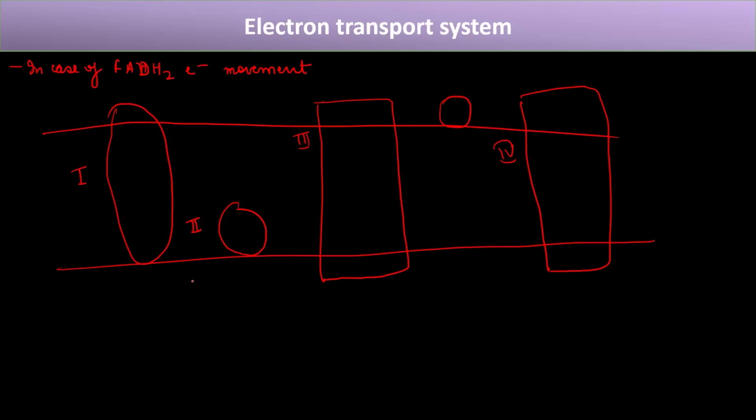Okay. So here this FADH2 gets converted into FAD plus, and it leads to the formation of two electrons. And these two electrons get transported to complex 2. Now here we have ubiquinone, represented by UQ. This ubiquinone accepts the electrons and transfers them to complex 3.